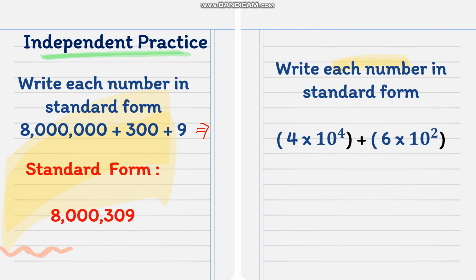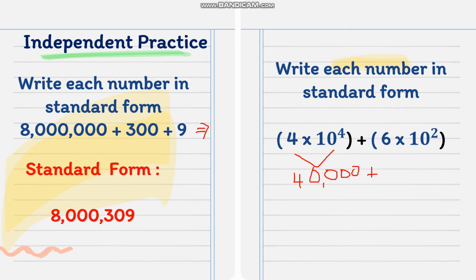Next, write each number in standard form. How to change this into standard form? You must solve this first. What is 4 multiplied by 10 to the 4th power? So that is 4. Then to the 4th power means 4 zeros. So that is equivalent to 40,000.